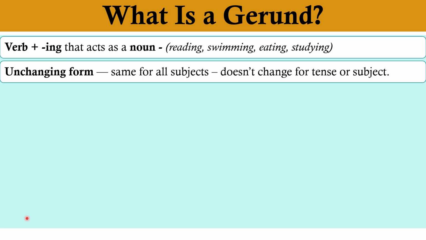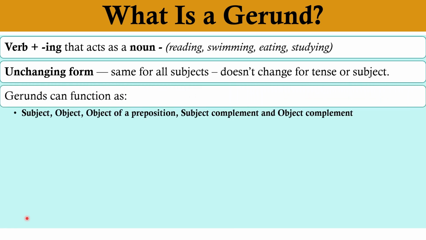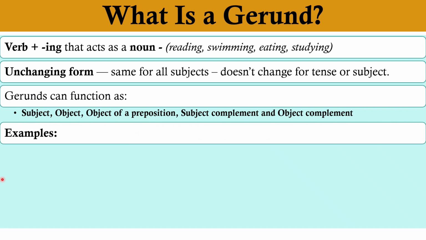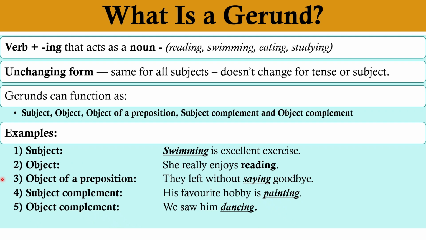Because they are nouns, gerunds can do all the jobs a noun does in a sentence. Let's look at the most common roles. First, a gerund can be the subject, the main thing being talked about. For example, swimming is excellent exercise. Here, swimming is the main focus of the sentence.